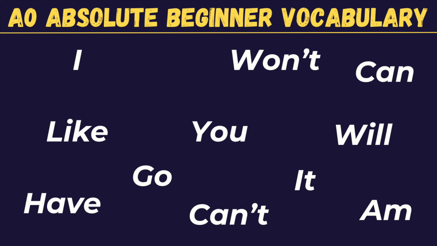At this level, you will learn very, very basic words like I, you, like, can, can't, will, won't, have, am, it, go, and other very simple words like that. To get from an absolute beginner of English up to the A1 beginner level of English should only take around 4 or 5 hours. It does not need to take a long time to learn these absolute basic things and get to the point where you know at least a tiny bit of English.